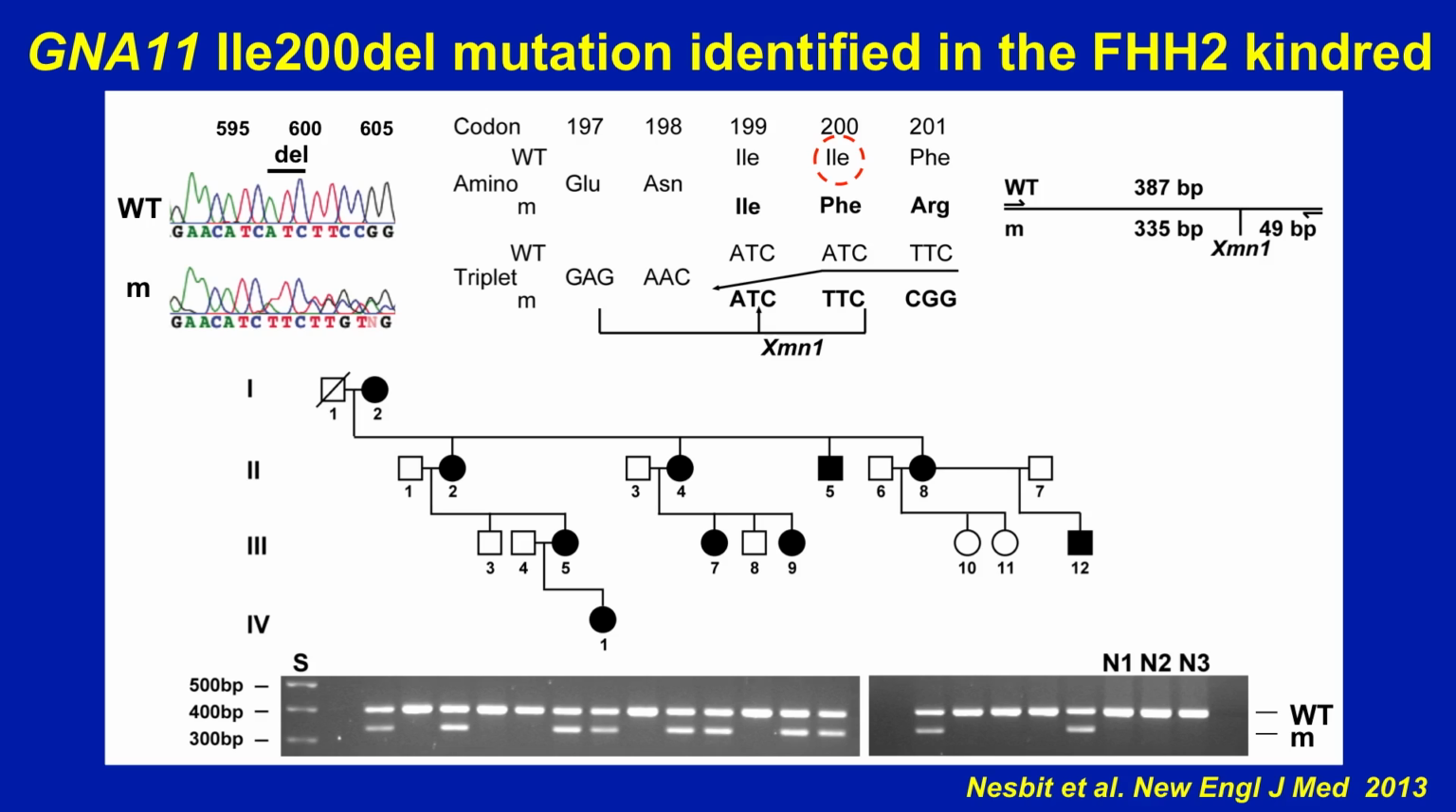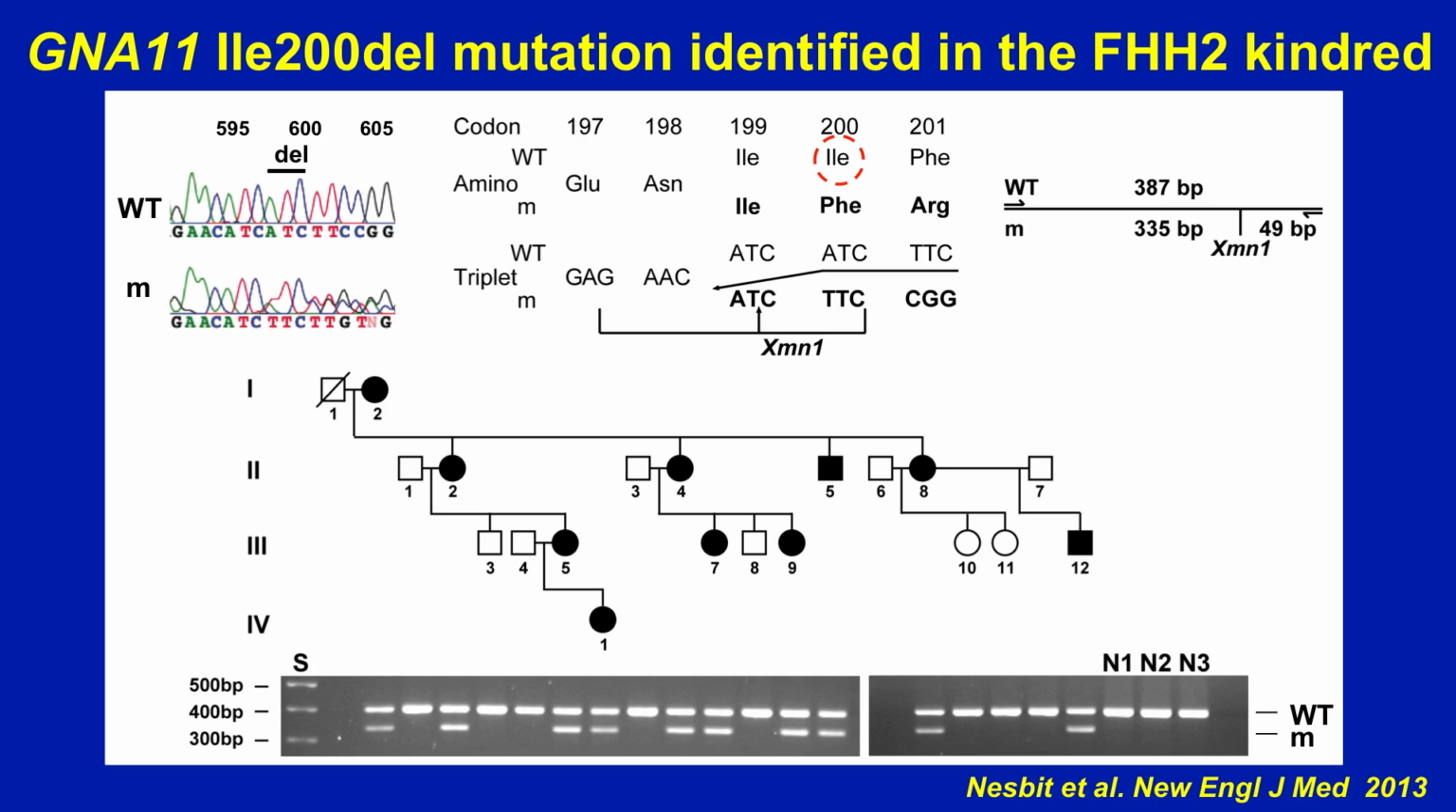This is the family over here. People who are shaded in have got FHH, and these are normals. This is the wild type band, and everybody who's got FHH, for example, this man here and this lady over here, has got a mutant band and a wild type band, telling you they're heterozygous for this mutation.